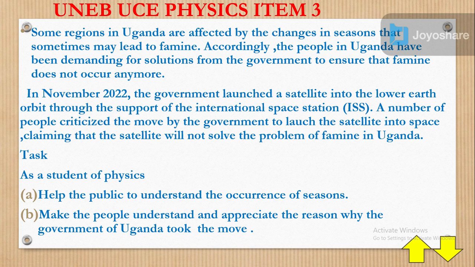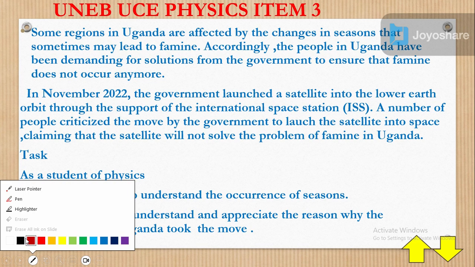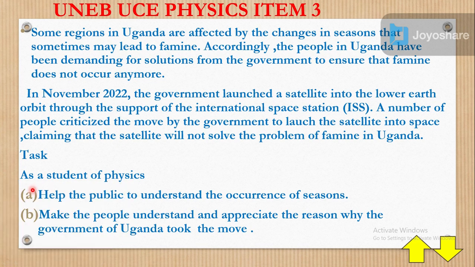Let's go there and see what is meant to be done. In item 3, we are going to see a lot, especially about our country. They're saying some regions in Uganda, let me get a laser pen here, are affected by the changes in seasons, that sometimes may lead to famine.